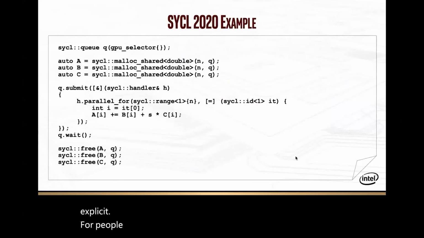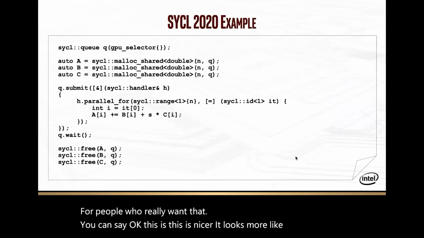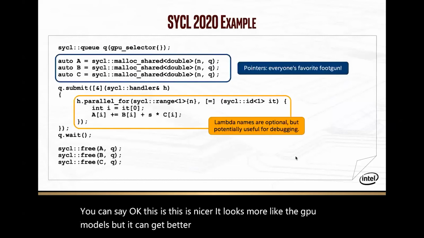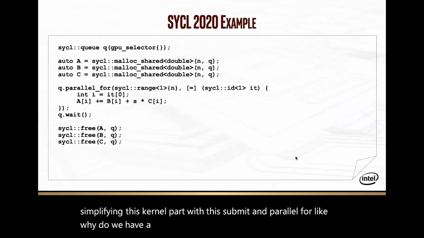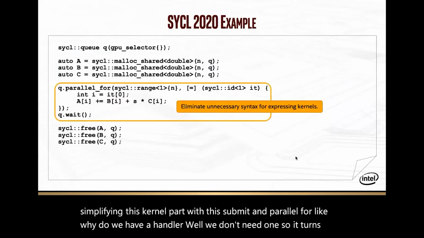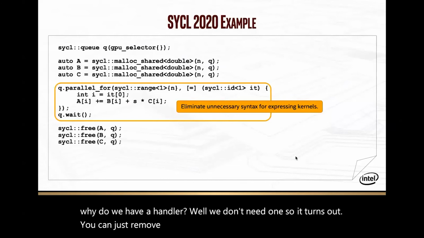You could say, okay, well, this is nicer. It looks more like the GPU models, but it can get better, and this is something that simplifies this kernel part with this submit and parallel_for. Like, why do we have a handler? Well, we don't need one. So it turns out you can just remove it, and this is nothing more than trivial C++ header magic.